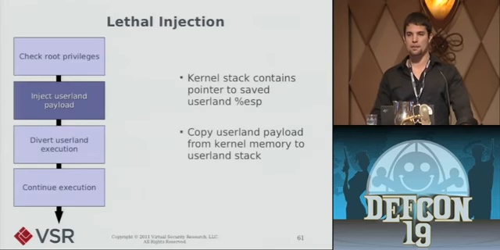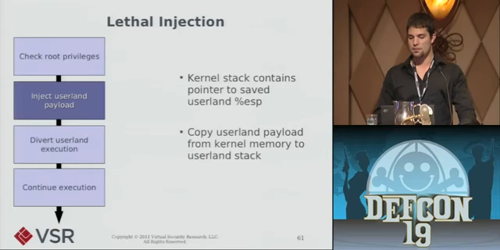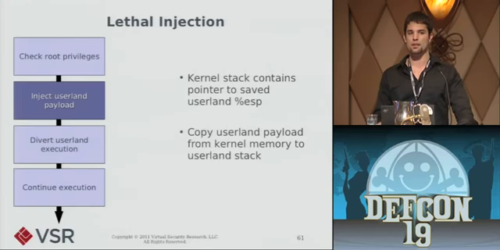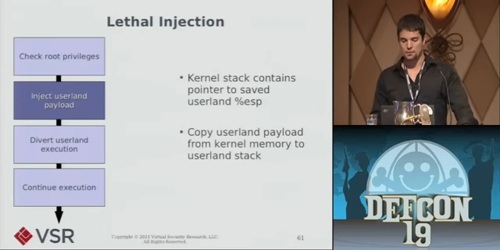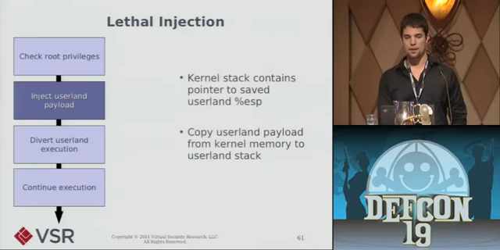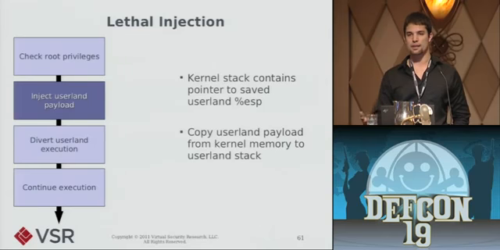Next, we need to actually inject our userland payload into this process that we've now hijacked. The kernel stack, as a result of that stack switch I just mentioned, actually has a pointer to the saved userland stack pointer. When the process enters kernel mode, the CPU pushes the userland stack pointer onto the kernel stack so that when it returns from that system call, it knows to put its stack back to where it was. So let's put our payload on the userland stack, because we can just read that pointer and know where it is. What we do is copy that userland payload that we installed earlier as part of that install packet from kernel memory, wherever we put it, onto this process's userland stack.